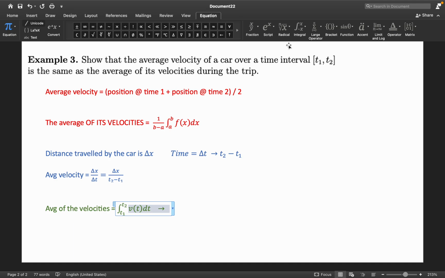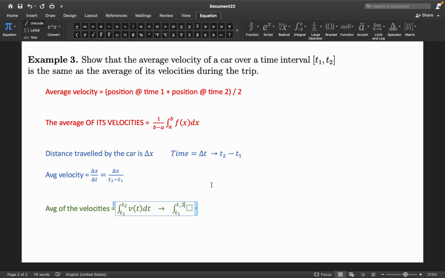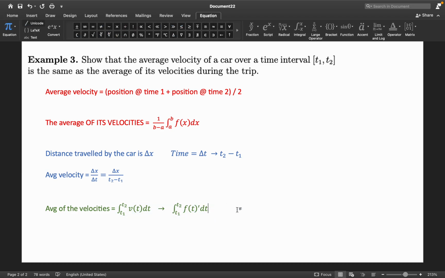We know that that's the same as the integral from t1 to t2 of, we could call this f of x for position prime, or f of t, maybe I should say prime, dt. So velocity is just the derivative of position.